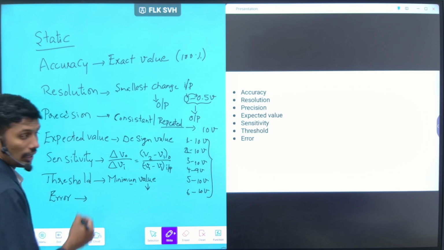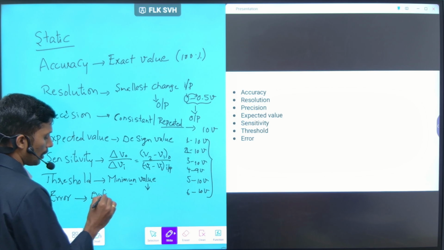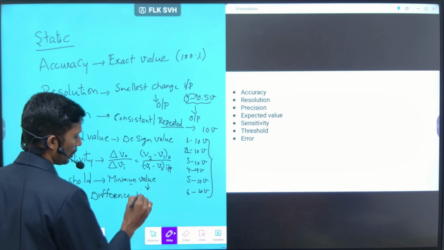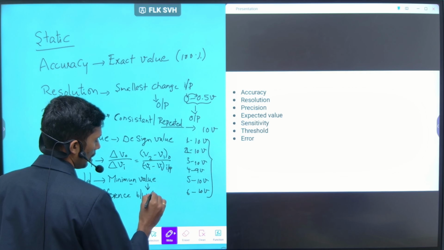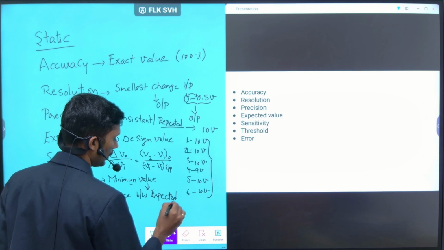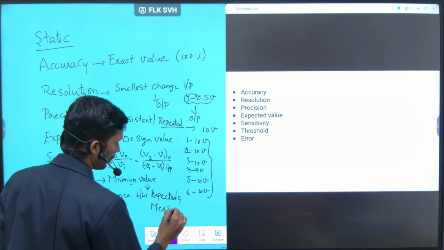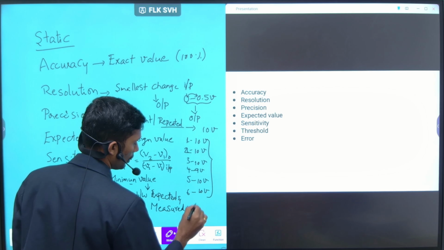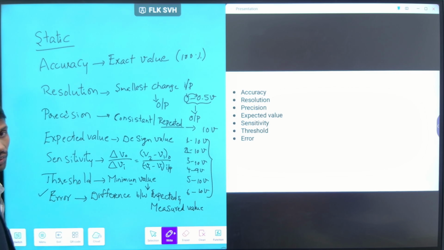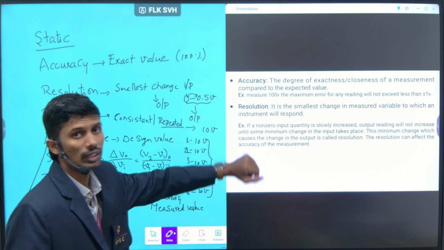Last one is the error. Error, as usual, is the difference between the expected value and the measured value. That is called error. All these are the different types of static characteristics. So these are the definitions.